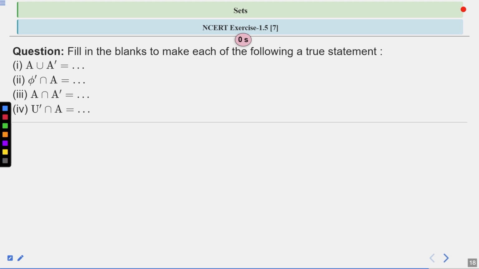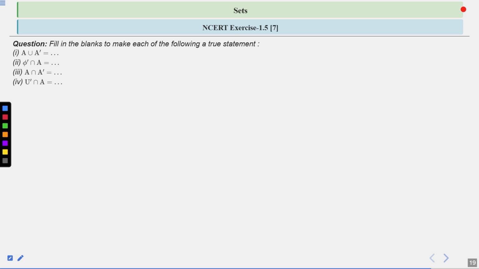Most of the students are giving me the correct answer. Now let's verify them. You have to fill in the blanks in order to make the statement true. Solution. For the first, it is quite simple.